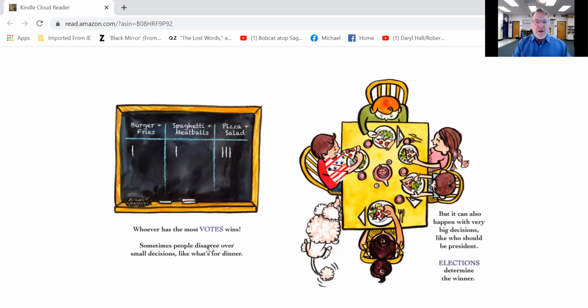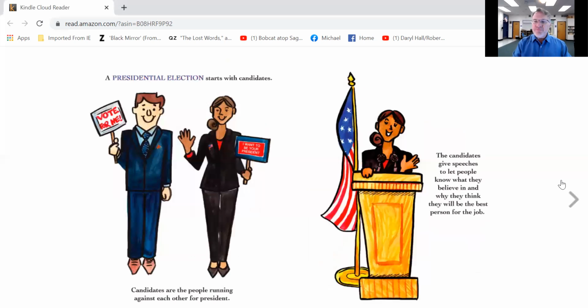Whoever has the most votes wins. Or mom decides. Sometimes people disagree over small decisions like what's for dinner, but it can also happen with very big decisions like who should be president. Elections determine the winner. A presidential election starts with candidates.